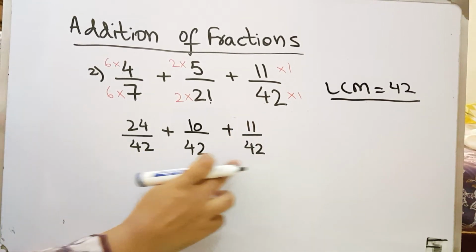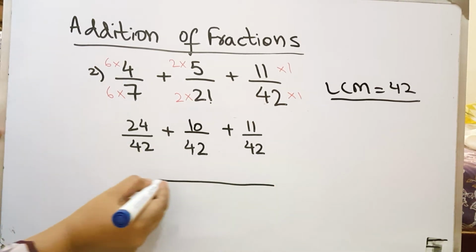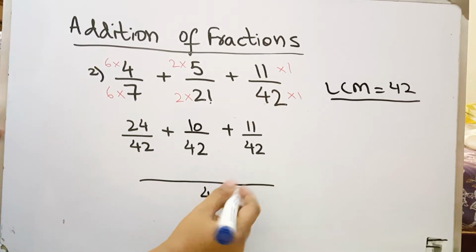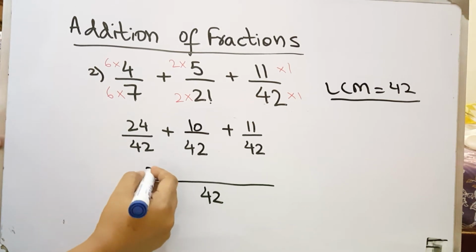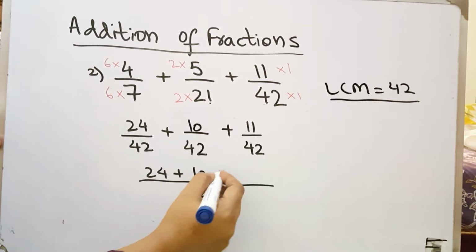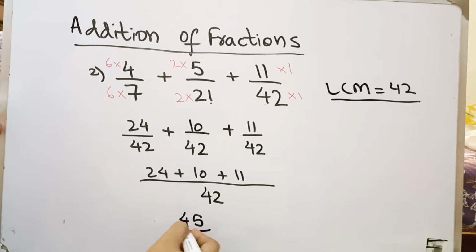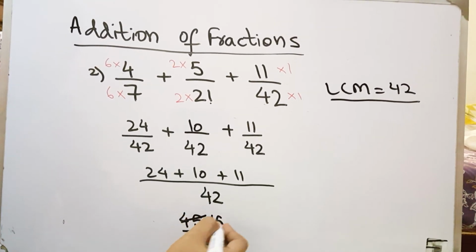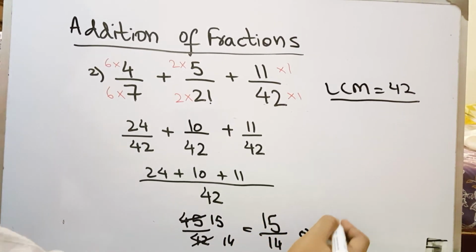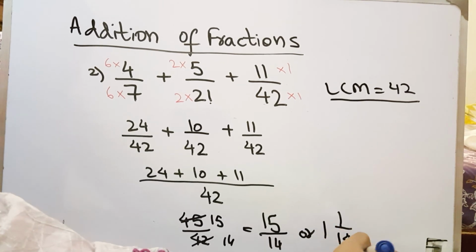Since all those three denominators have become same, we can bring them on a single line. We call it the merger line because it merges all fractions together, and we simply copy down the numerators on it. Now you will have to add up these three numbers and you will get 45 over 42. You can see that these numbers can be cancelled out by 3. So 3 1s are 3, 3 4s are 12, 3 5s are 15. So your answer is 15 over 14 or 1 whole 1 over 14.